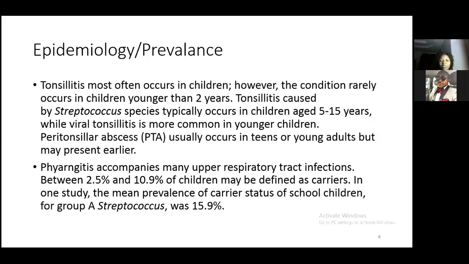Pharyngitis accompanied by upper respiratory tract infection: between 2.5% and 10.9% of children may be defined as carriers. In one study, the mean prevalence of carrier status of school children for group A Streptococcus was 15.9%. I tried to get literature that has epidemiology and prevalence for West Africa or Nigeria. I couldn't find any.